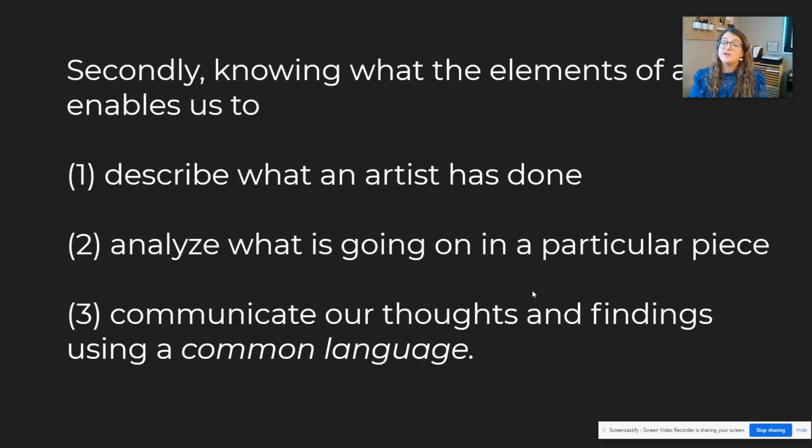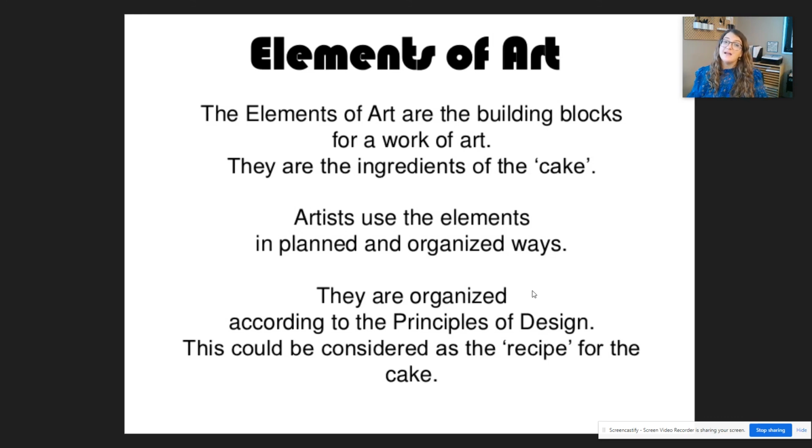Second, knowing the elements of art really helps us to describe what the artist has done in the artwork. It also helps us to analyze what's going on in a particular piece and communicate our thoughts and find common language to use to describe the artwork. The elements of art are really just building blocks for the artwork. They are more like the ingredients for the cake. Artists use elements to plan and organize the art. They are organized according to the principles of design, and this could be considered the recipe of the cake.